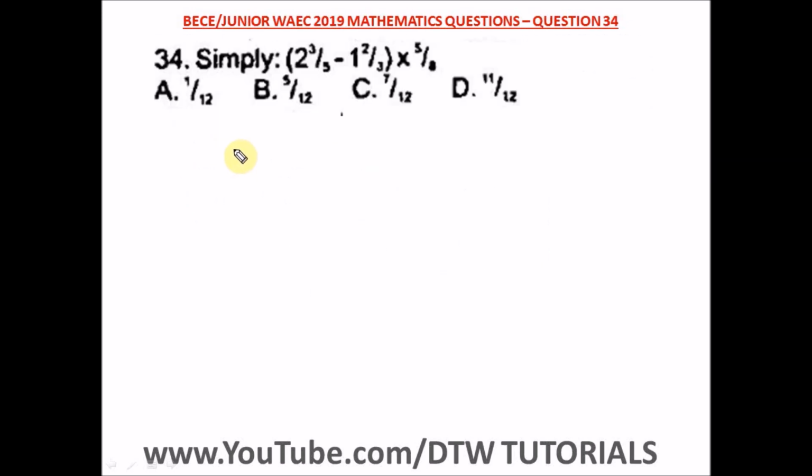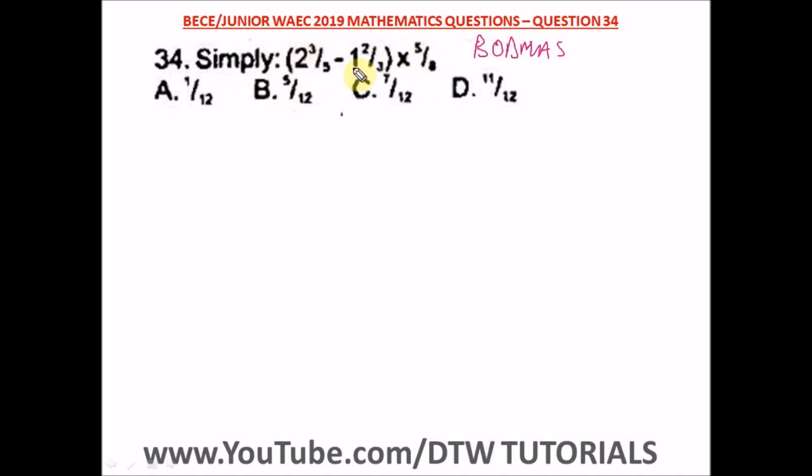Question 34 of the BECE Junior WAEC 2019 Mathematics Past Question. It said simplify this. And you remember our BODMAS. This is a fraction, so we have to apply BODMAS, where B is for bracket, O is for order, D is for division, M is for multiplication, A addition, and S what? Subtraction.